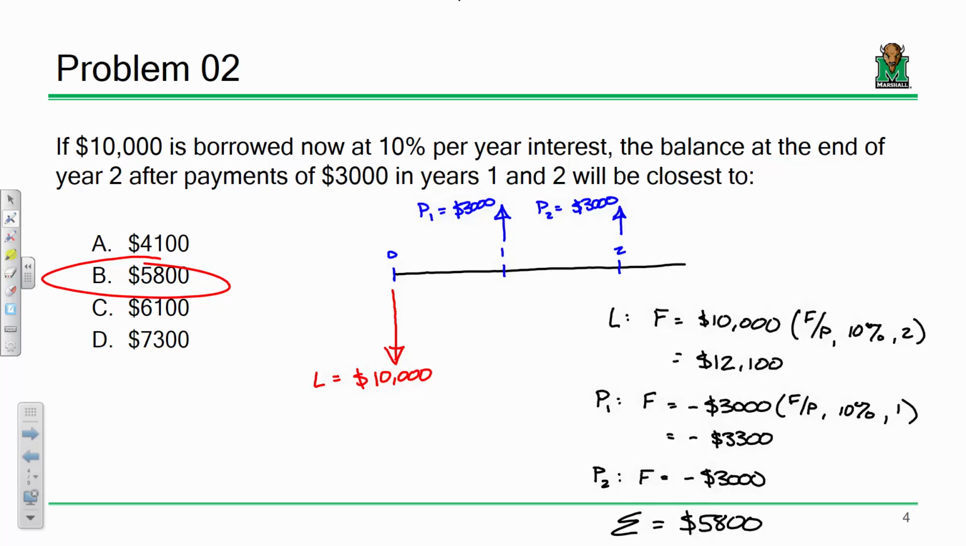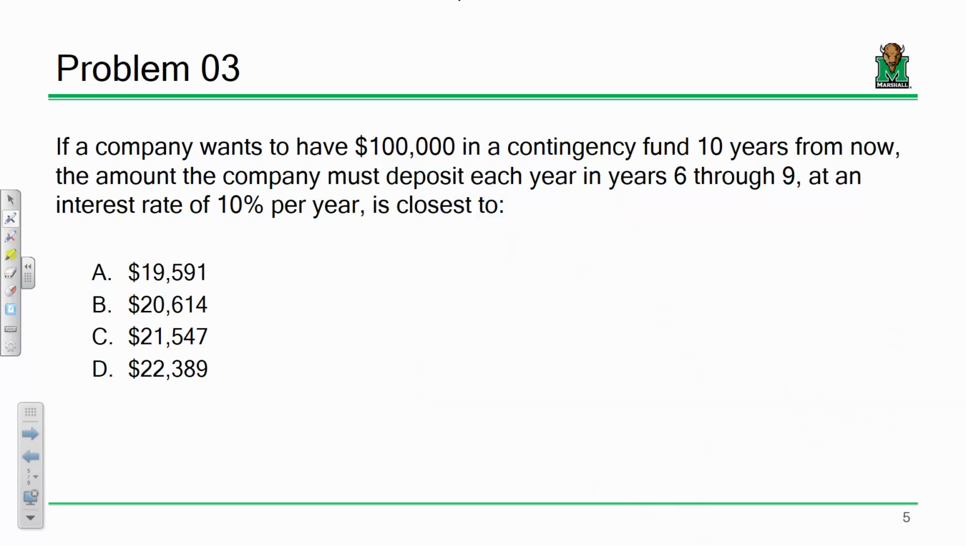So, everybody good? Now I got a tricky one for you. Everybody good? Okay, this one's tricky. This is to make sure that you understand cash flow diagrams. If a company wants to have $100,000 in a rainy day fund 10 years from now, the amount of money the company must deposit each year in years 6 through 9 is what?